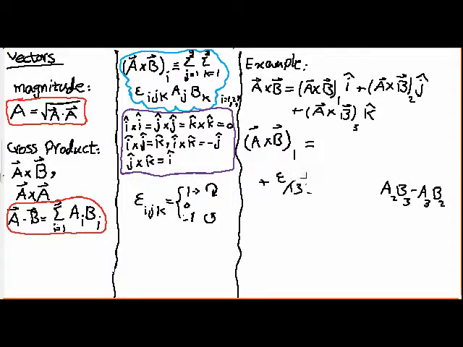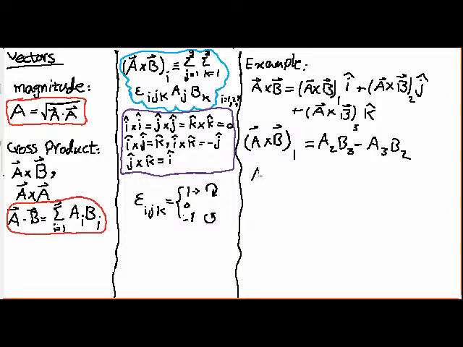Now I'm going to calculate the other two components, 2 and 3, and write them here. A2 B3 minus A3 B2. I just moved this here, and I'm going to erase the other one. Okay, now let's calculate the other one.